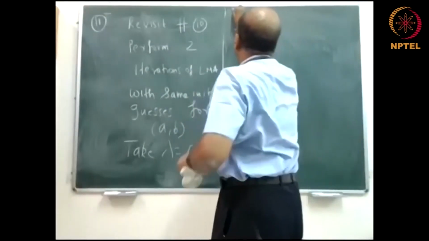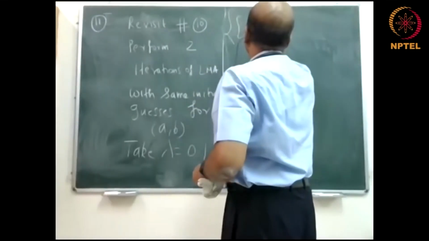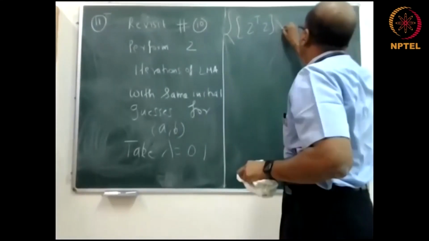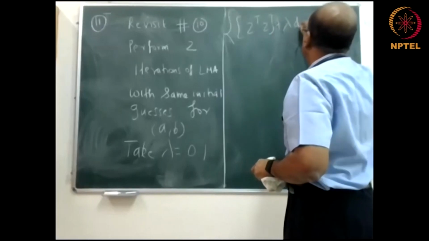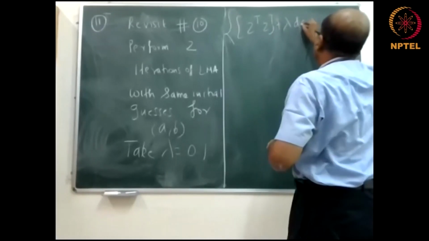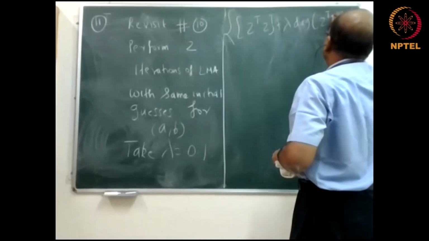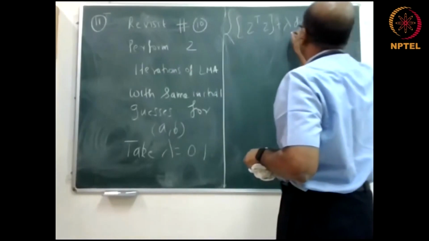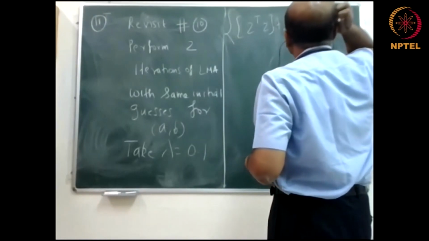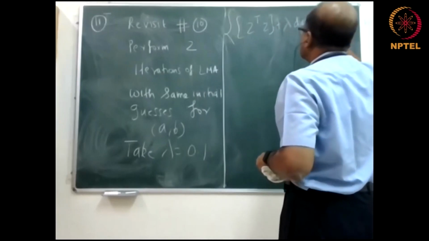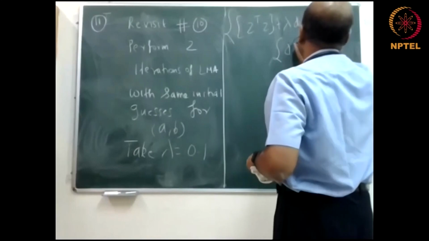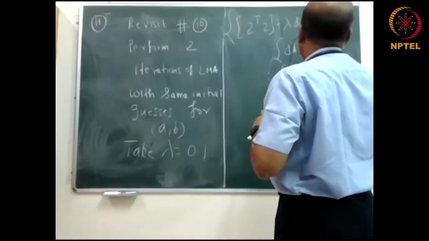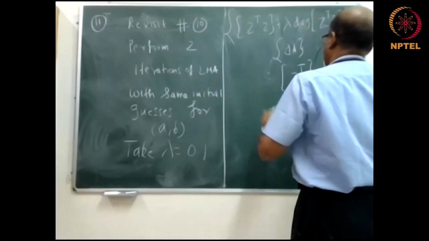Now we will do this: Z transpose T Z plus lambda times Z transpose T Z, operating on delta I, equals Z transpose operating on D. Okay, I think I wrote it right.